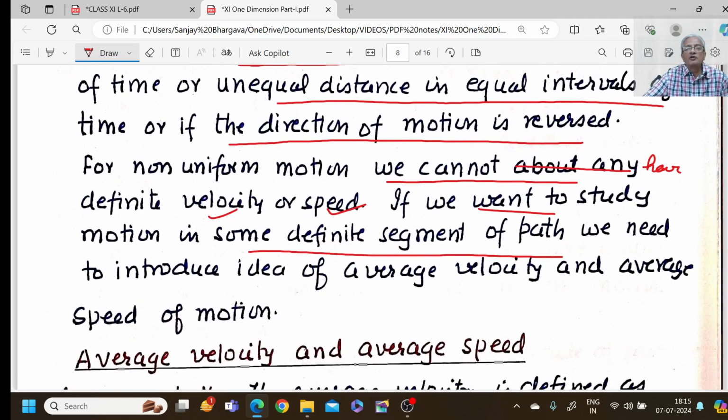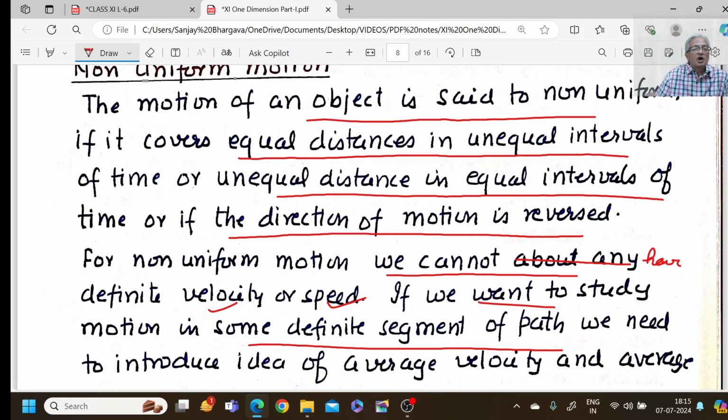So in non-uniform motion, what is happening? The object would be said to have a state of non-uniform motion if it covers equal distances in unequal intervals of time, or unequal distance in equal intervals of time, or if the direction of motion is reversed. For non-uniform motion, we cannot have definite values of velocity or speed. If we want to study motion in some definite interval, then we need to introduce the concept of average velocity and average speed.